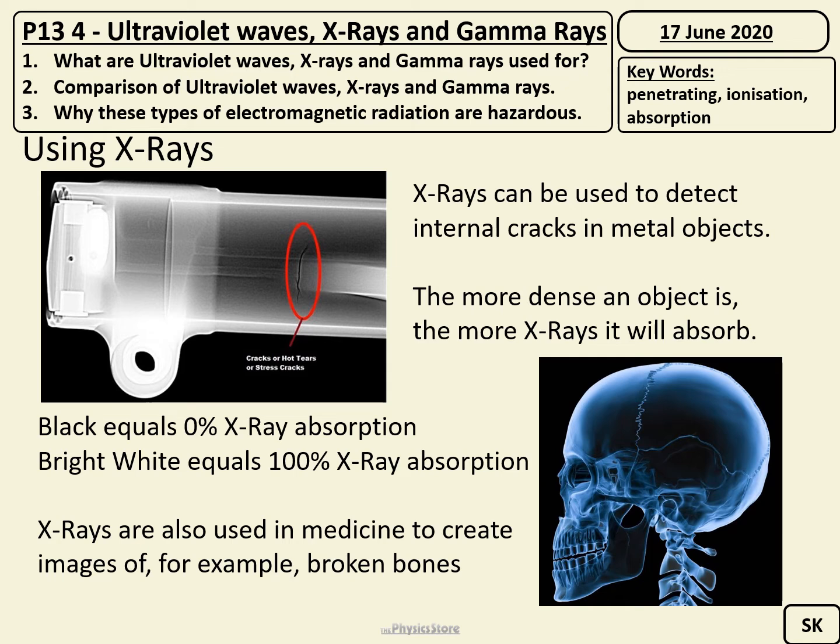X-rays are used in medicine to create images of, for example, broken bones. That is the main use students always say, but if you needed to state another one, ensure that you know X-rays can be used to detect internal cracks in metal objects.